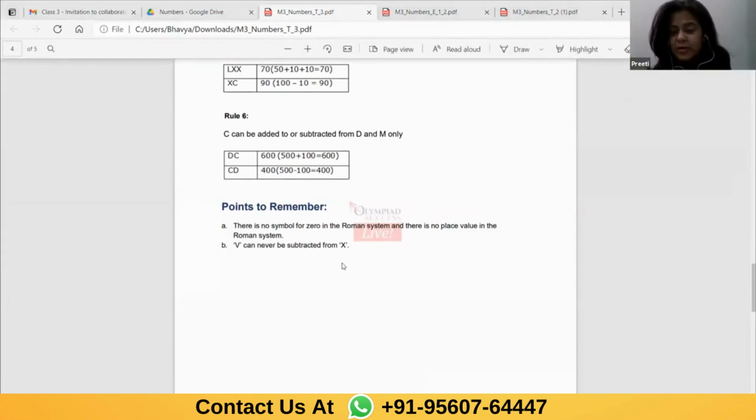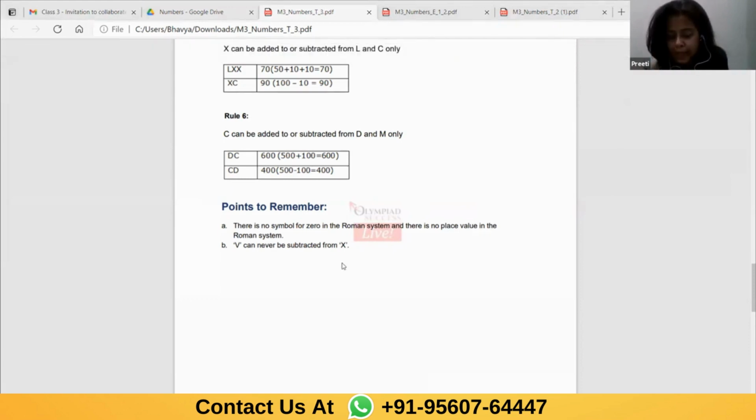Okay. Now, children, few things to remember. Did you see any symbol for 0 here in the Roman system? No. 0 is not there in the Roman system, and also the place value thing that we use in our number system is not there in the Roman system. Place value is not a part of the Roman system. We use these rules to build numbers. We do not go by place value. We go by rules.